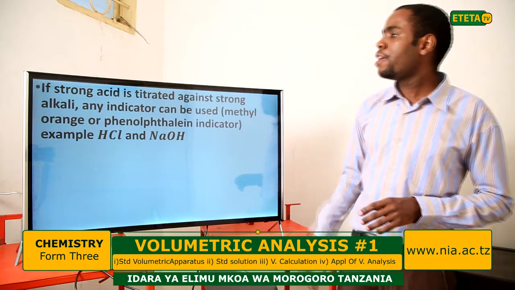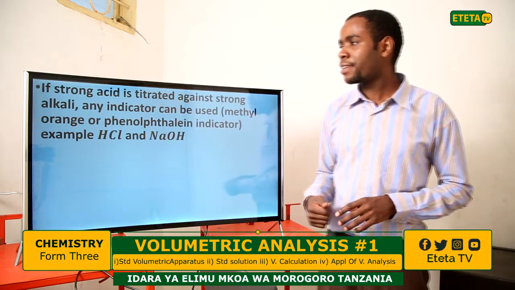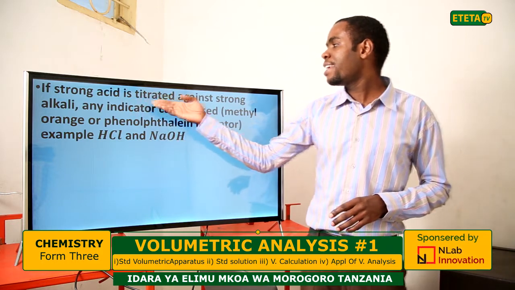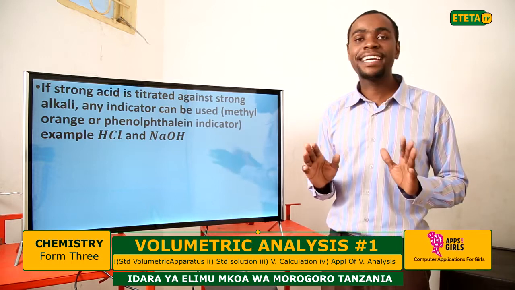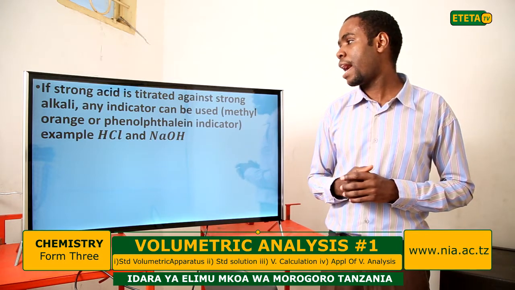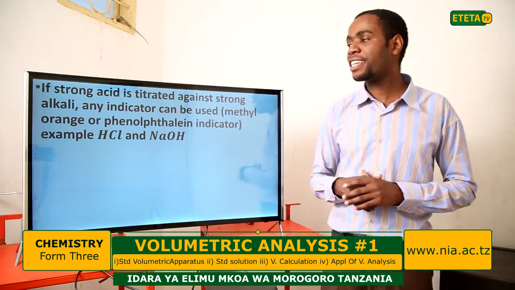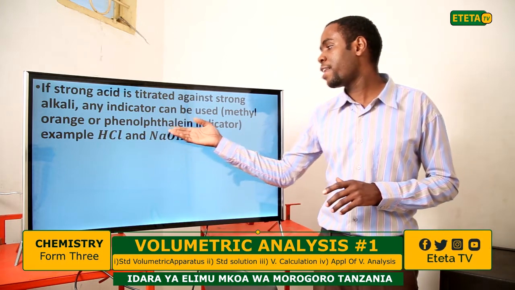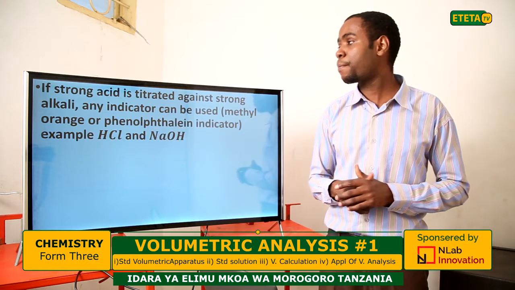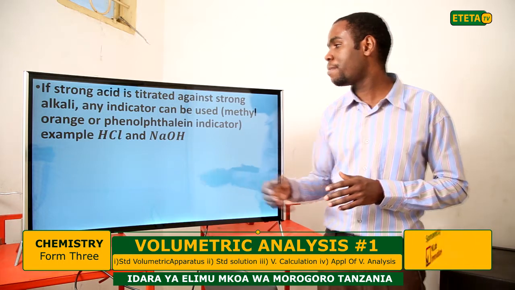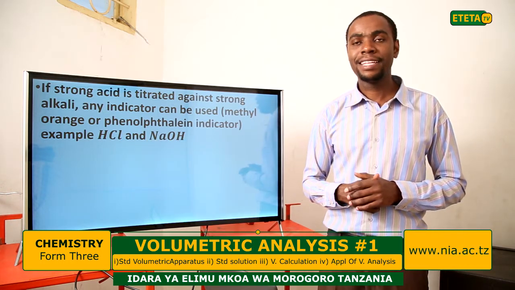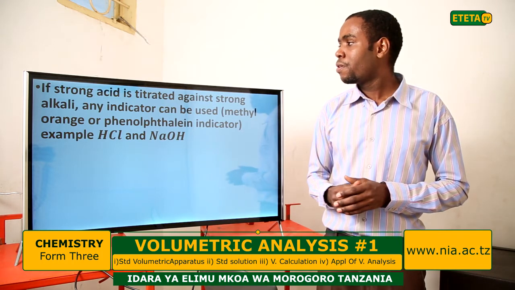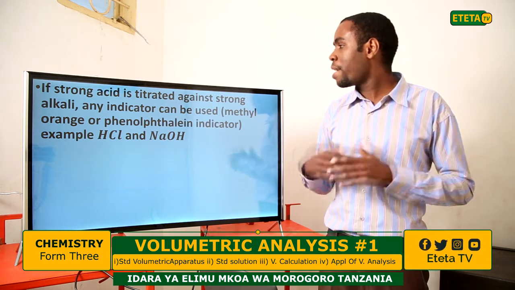Now, case 1: if strong acid is titrated against strong alkali, any indicator can be used. I mean, you can use methyl orange indicator or phenolphthalein indicator. For example, for strong acid and strong base, maybe hydrochloric acid and sodium hydroxide, any indicator can be used. Why any indicator?